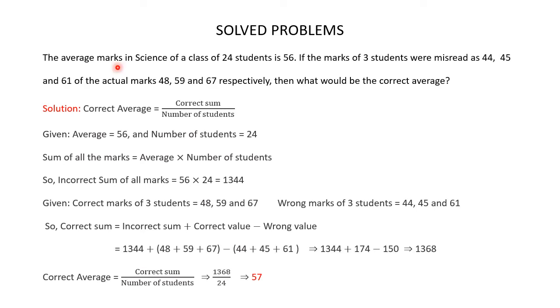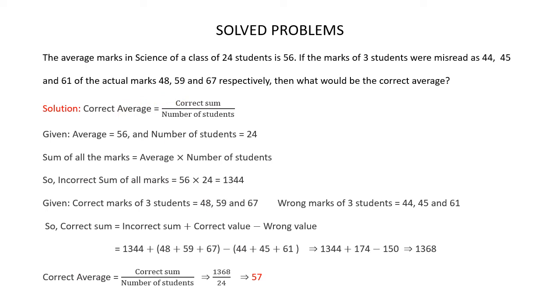The average marks in science of a class of 24 students is 56. If the marks of 3 students were misread as 44, 45 and 61, of the actual marks 48, 59 and 67 respectively, then what would be the correct average? Now we know that the correct average is equal to correct sum divided by number of students. Now according to the question, we know that the number of students is 24. So if we calculate the correct sum, then we can calculate the correct average.